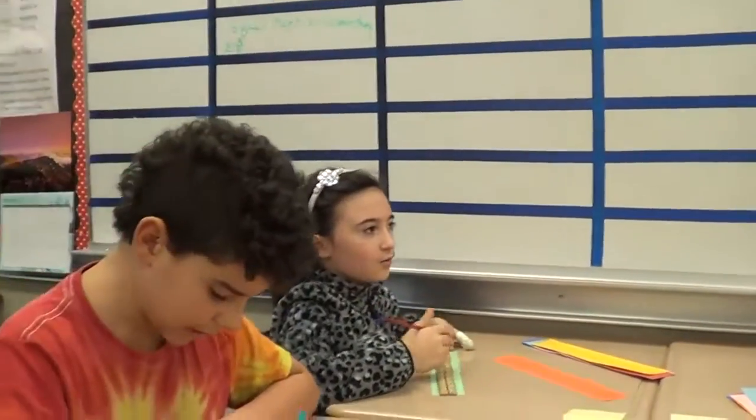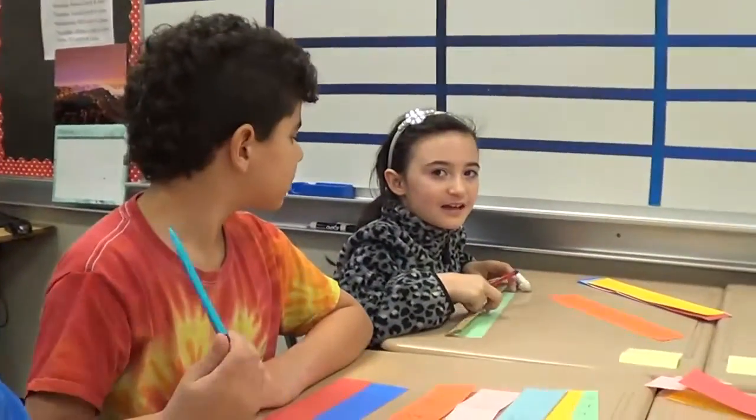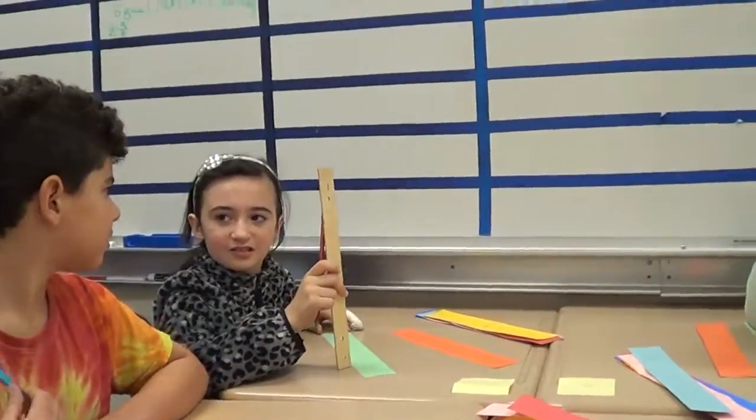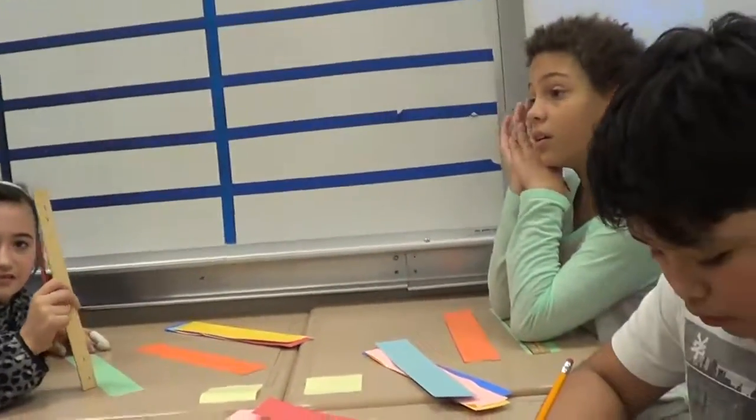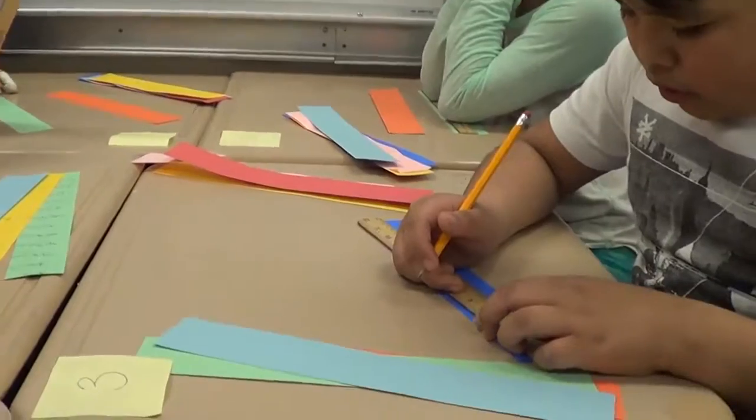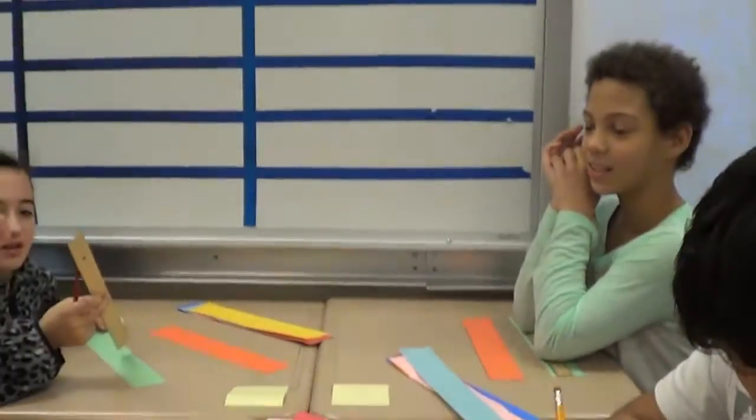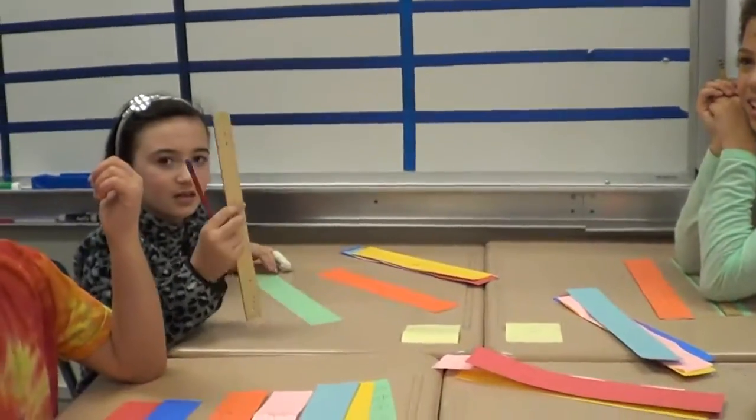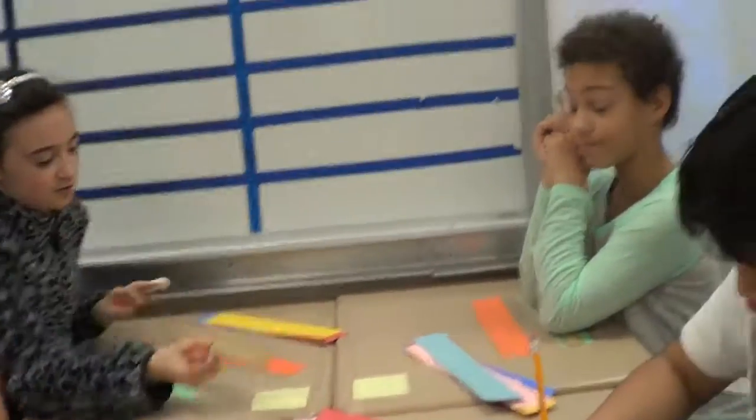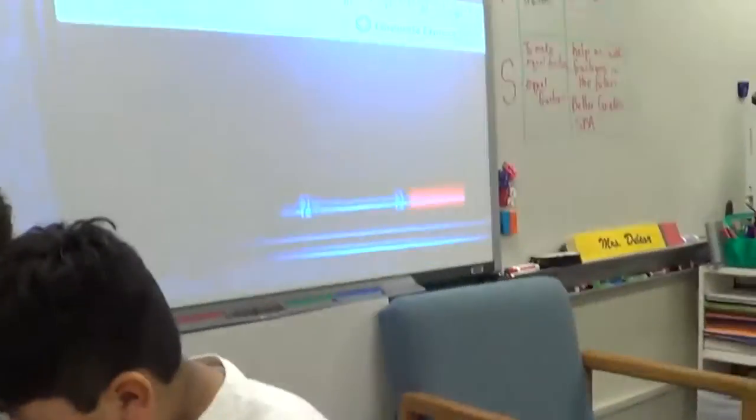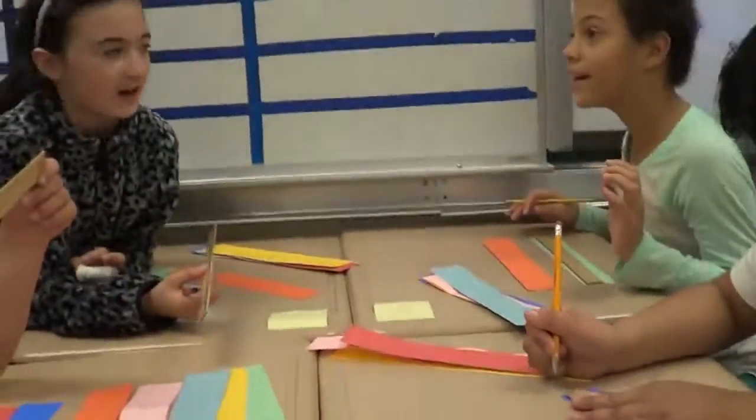I'm doing it the wrong way anyways. Wait, so for the last two, do you think we can do centimeters? I don't know if we could do centimeters. It's still dividing the foot. Yeah, it is, because 30 centimeters is equal to 12 inches. 4, 8, yeah. What if we did an inch and a half?